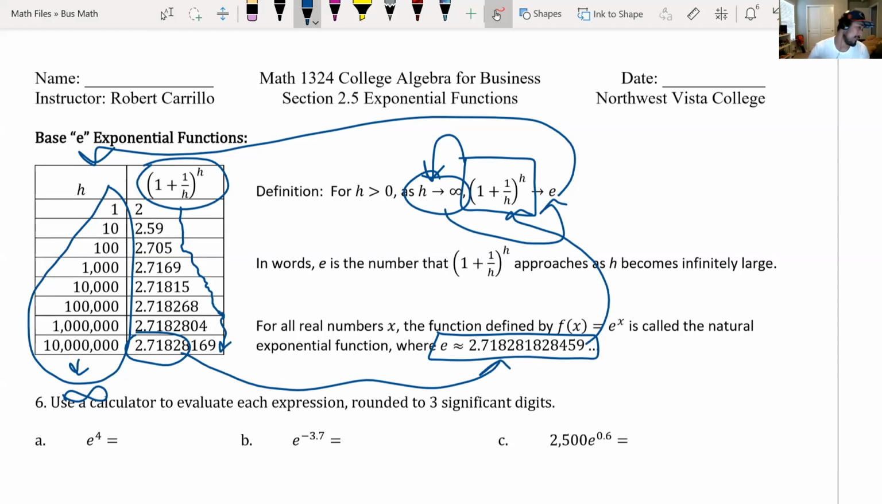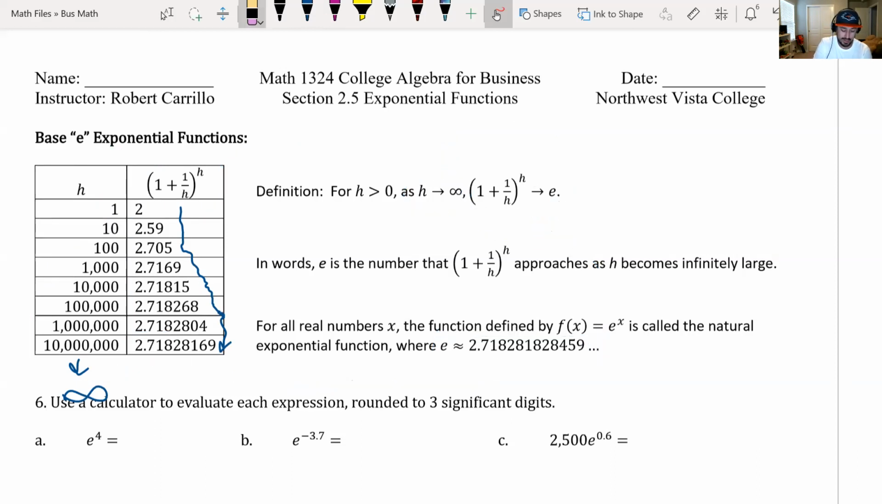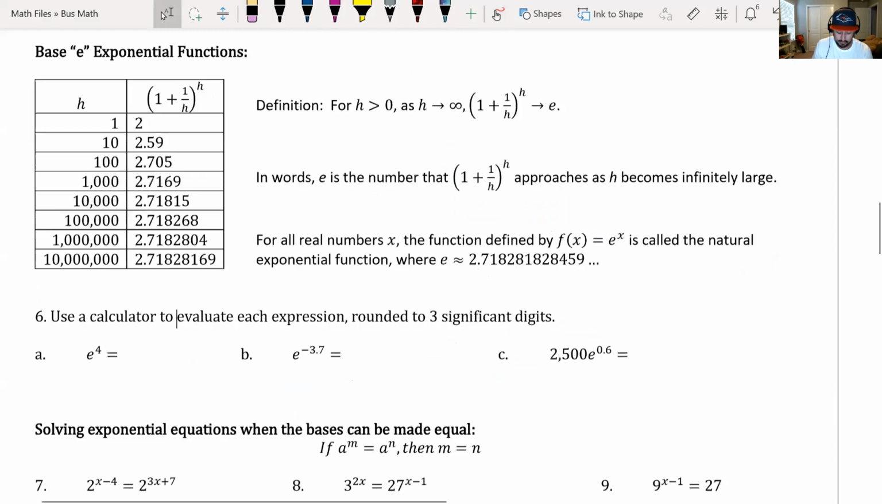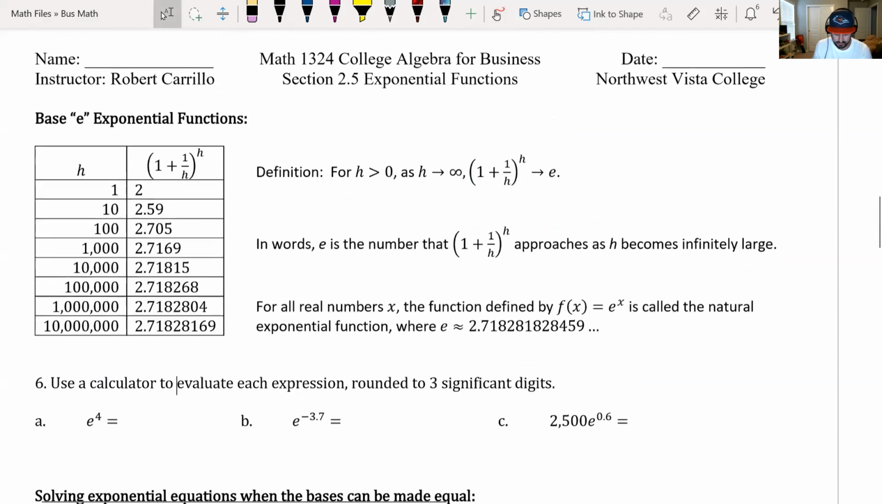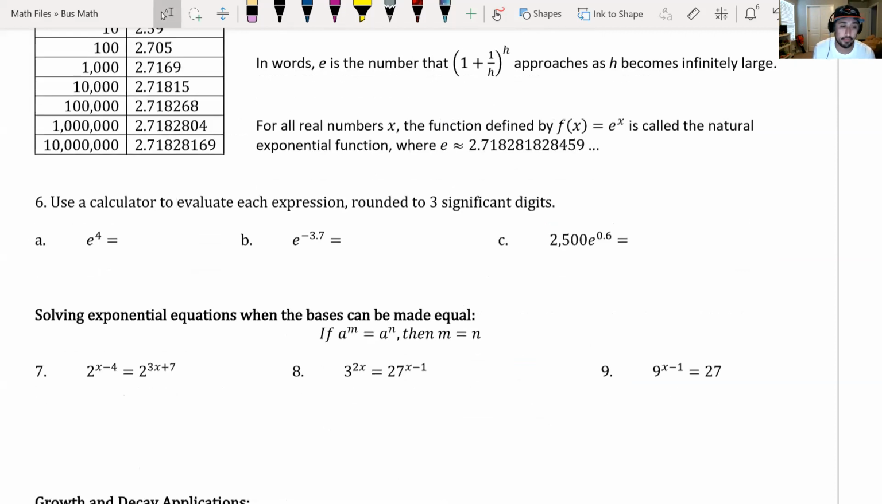Now, all you have to do is work with it. You don't have to care about any of this unless you really want to. I think it's pretty cool because it's called the natural number. It can determine the growth rate or decay rate of anything. So for now, we just want to do these simple calculations: e to the fourth, e to the negative 3.7, and 2,500 times e to the 0.6.